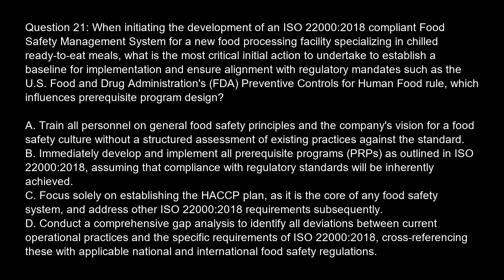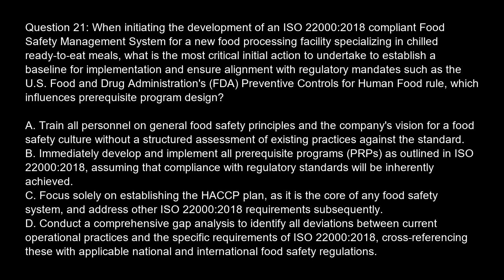Question 21. When initiating the development of an ISO 22000-2018 compliant food safety management system for a new food processing facility specializing in chilled ready-to-eat meals, what is the most critical initial action to undertake to establish a baseline for implementation and ensure alignment with regulatory mandates such as the U.S. Food and Drug Administration's FDA Preventive Controls for Human Food Rule, which influences prerequisite program design?